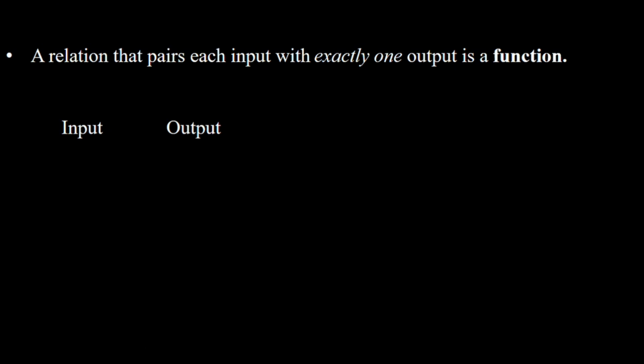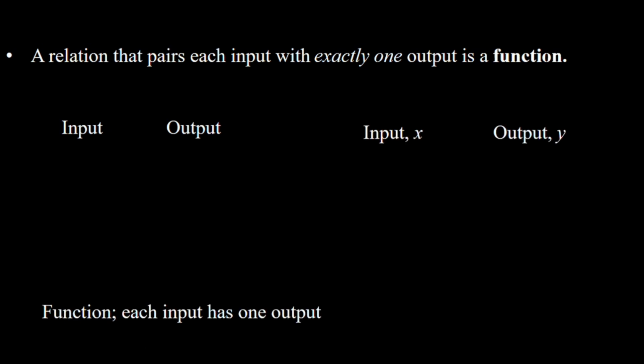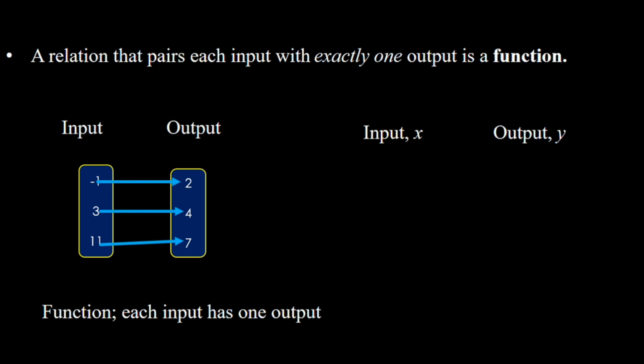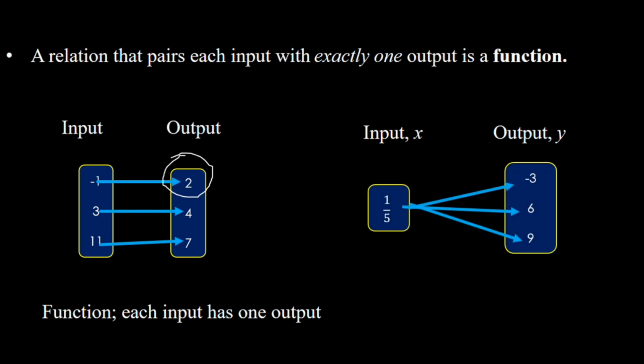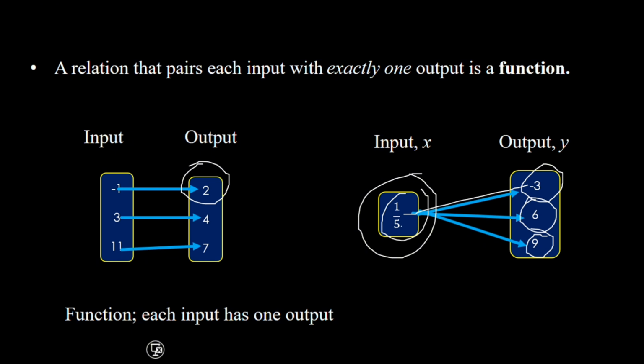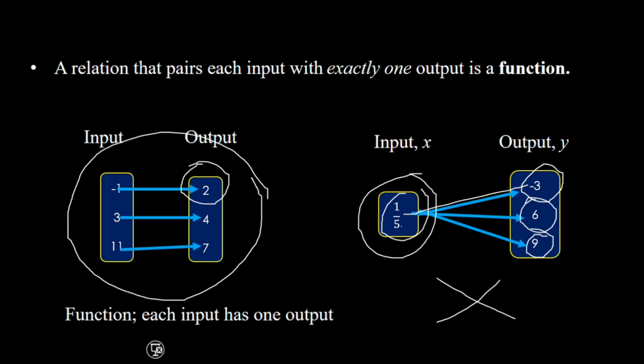A relation that pairs each input with exactly one output is called a function. Therefore, a function is first of all a relation. Illustrating it, we have what? Each input is related to a unique output. One input related to a unique output is called a function. So in case an input has multiple outputs, that is not a function. But in this case, this is a function.